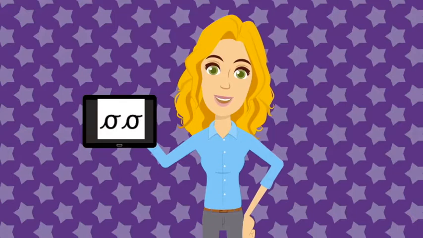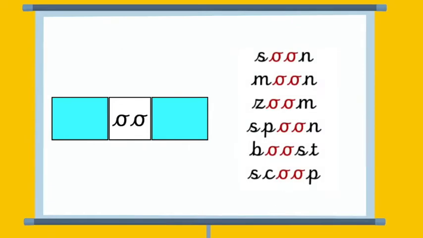and this is usually taught in reception class. This way of spelling the OO sound or phoneme is mostly found in the middle of words like soon, moon, zoom, or longer words like spoon, boost, or scoop.